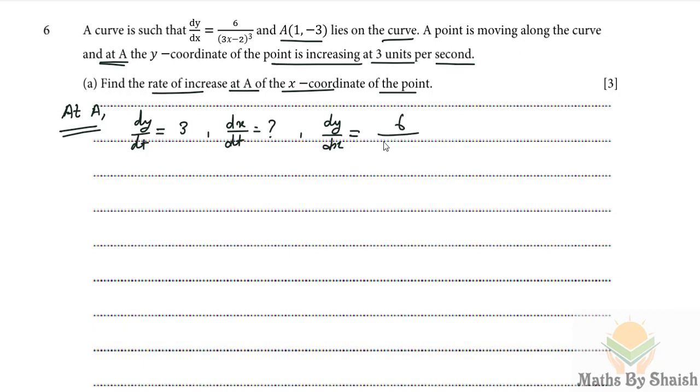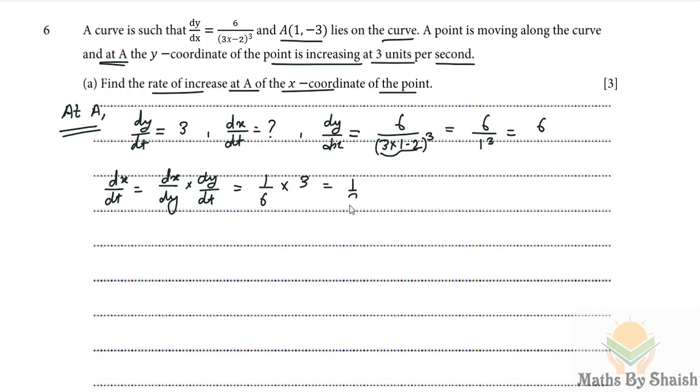So it is going to be 6 over (3 times 1 minus 2) whole cube, that is 6 over 1 cube. 3 times 1 is 3, minus 2 is 1. 1 cube is 1, so it is going to be 6. So let's calculate dx over dt. By chain rule we can write dx over dt as dx over dy, that is the reciprocal of this, multiplied by dy over dt. We can take the reciprocal directly here. dy over dx was 6, so this would be 1 upon 6 multiplied by dy over dt, that is 3, so it is 1 by 2.